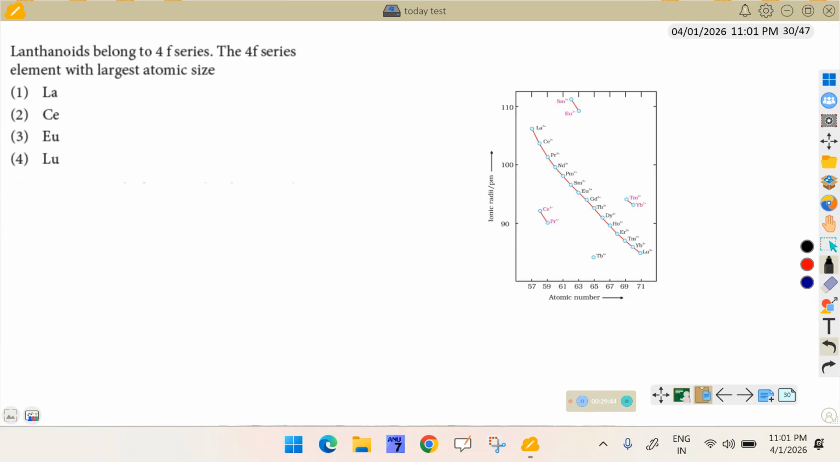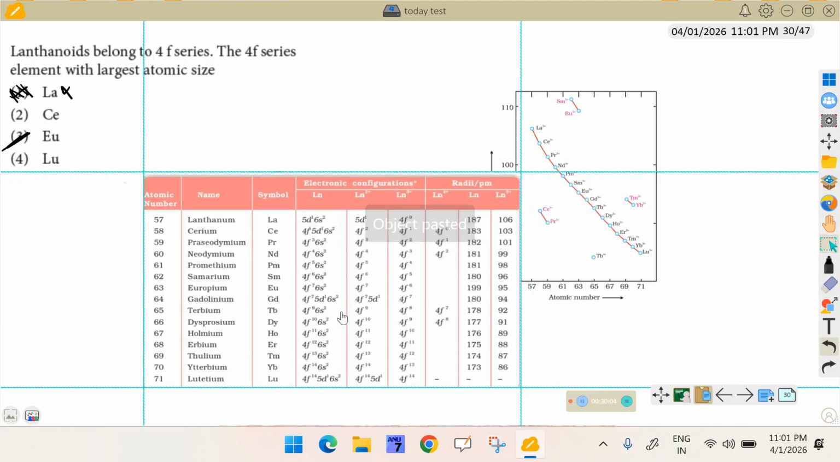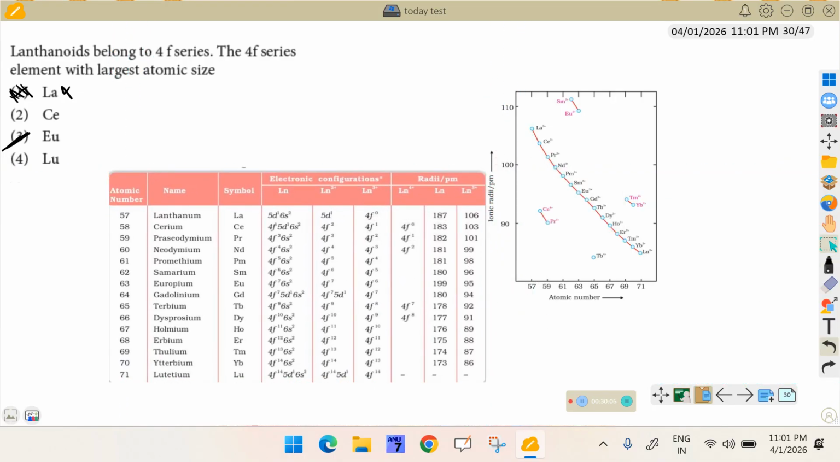Which belongs to the 4f series? The 4f series element with the largest atomic size. Everyone expected the answer lanthanum, but that is wrong. Not lanthanum. Europium is the correct answer. How? Here it is already mentioned. See this table. This is about ionic radius.